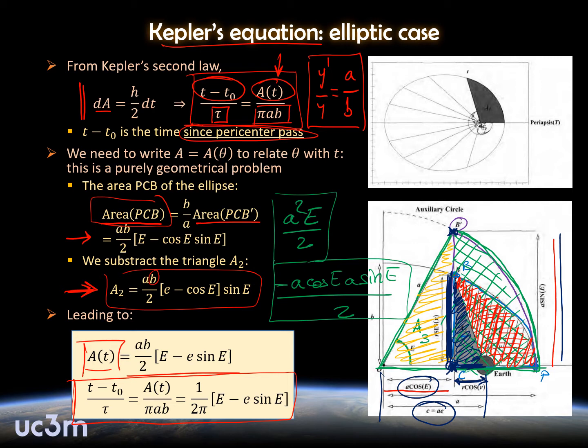Observe that this result does not relate directly the true anomaly with time, but instead it relates the eccentric anomaly E with time. And that's why the eccentric anomaly is so useful, because it's the most natural variable to use to solve this problem.